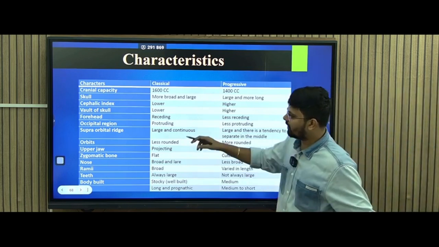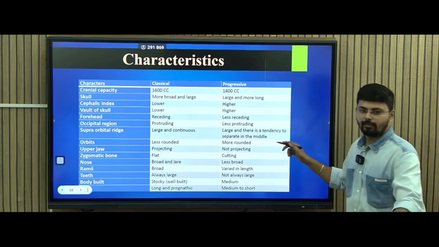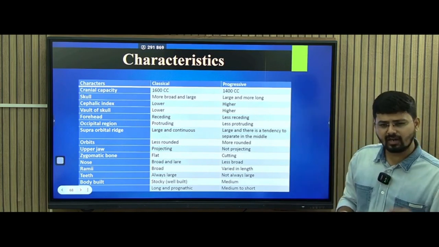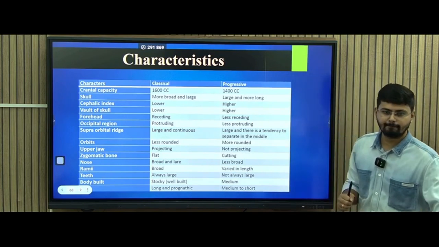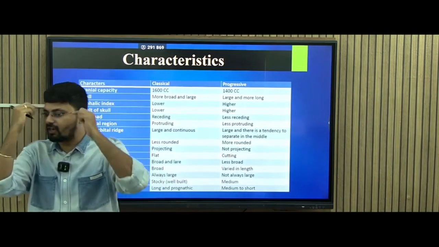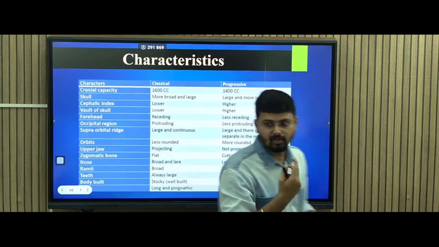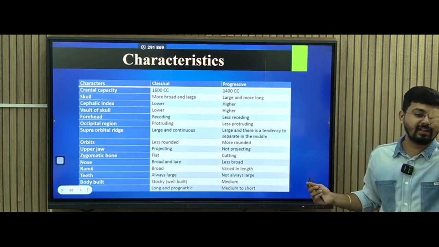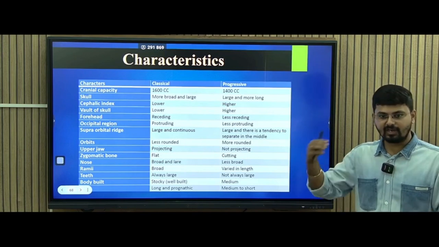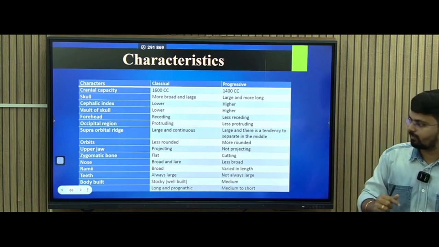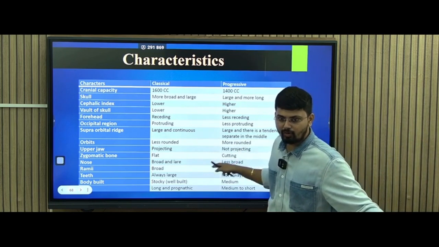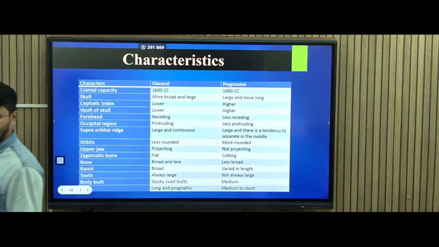And next, supraorbital ridges, they are large and continuous. Here they are large and there is tendency to separate in the middle. So large and continuous, large and separation, what is it? See, when it comes like this, you have the ridges here, and these are continuous, there is no gap in between. So in progressive, you notice that there is development of gap in between. In classical, the ridges are continuous. I'll show you the diagrams. And orbits are less rounded, here it is more rounded, because in humans it is more rounded.